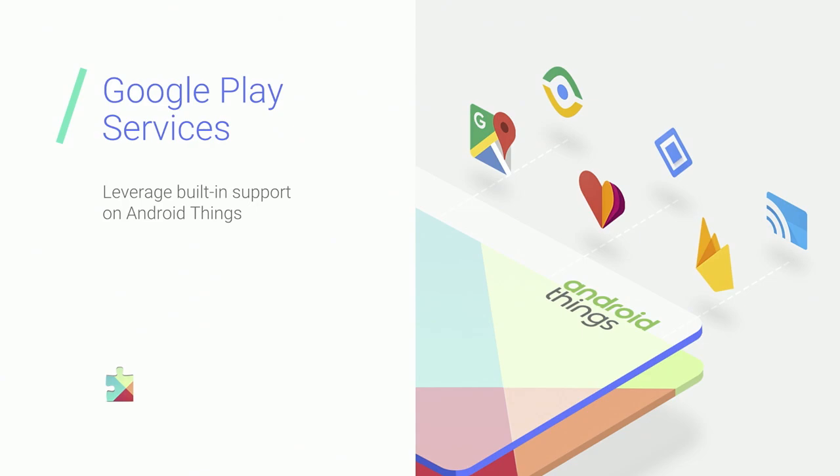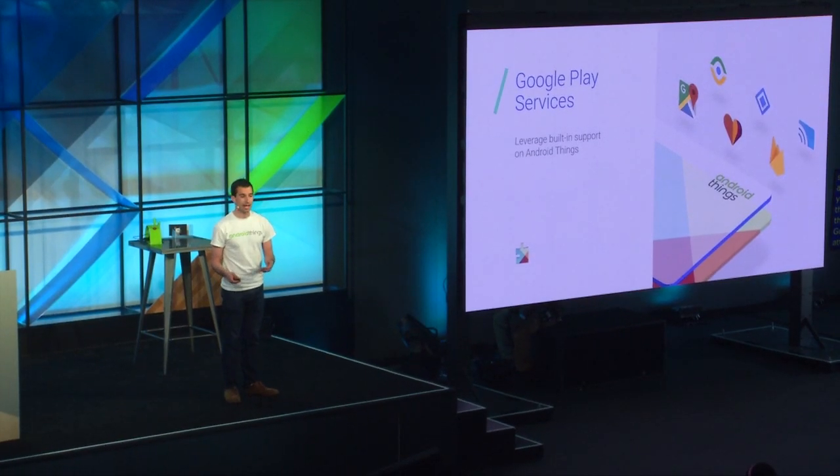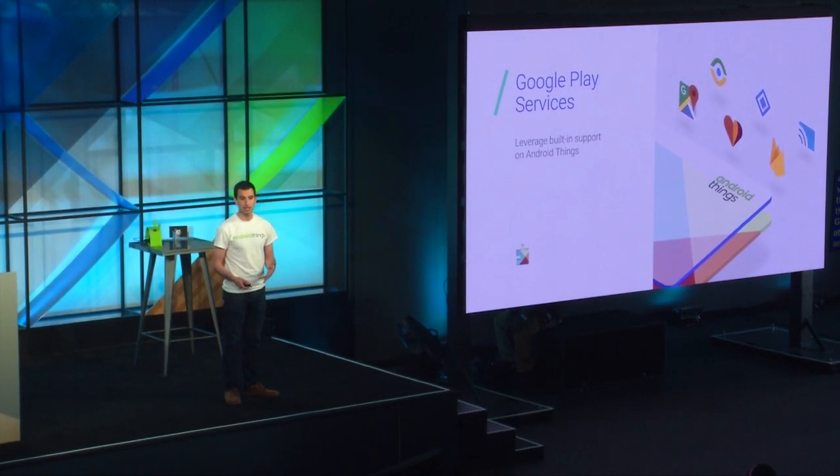You get all the cast APIs, which lets you, from your Android Things device, cast to a cast-enabled device somewhere else. Next, you get all the location services, which lets you query things like, what are the cafes near me, and what are their hours? You also get the Google Fit APIs, which allow you to attach sensors and accelerometers to your device, and then visualize this data as steps or other activities in interesting ways.